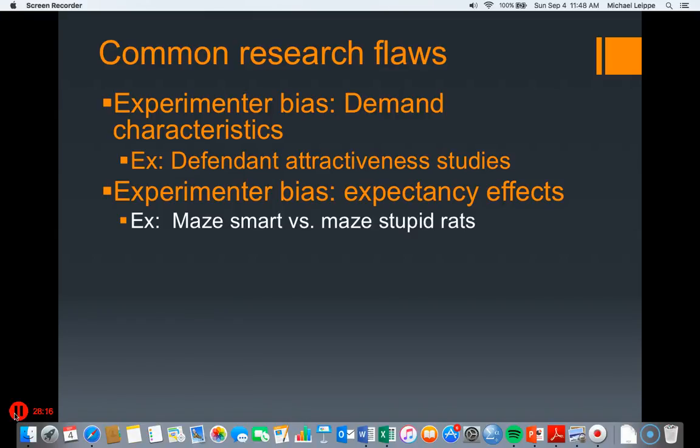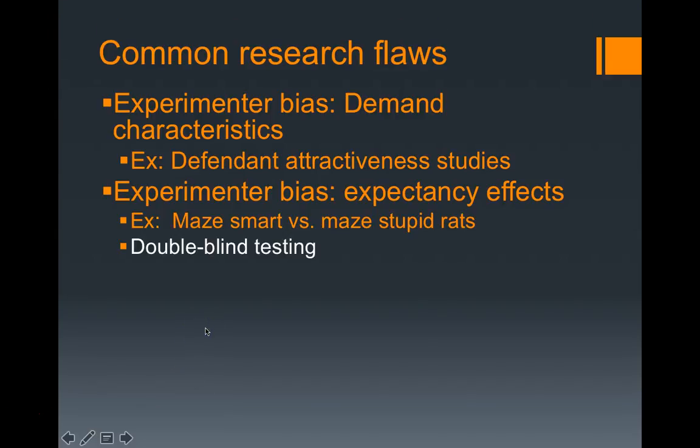Now one of the solutions to expectancy effects is what we call double-blind testing. This is very, very important. Double-blind testing basically involves not only the participants, the subjects in the experiment, being blind, if you will, as to the purposes of the study, the kinds of hypotheses, what the manipulations are, things like that. We wouldn't want their knowledge of that to influence how they behave.